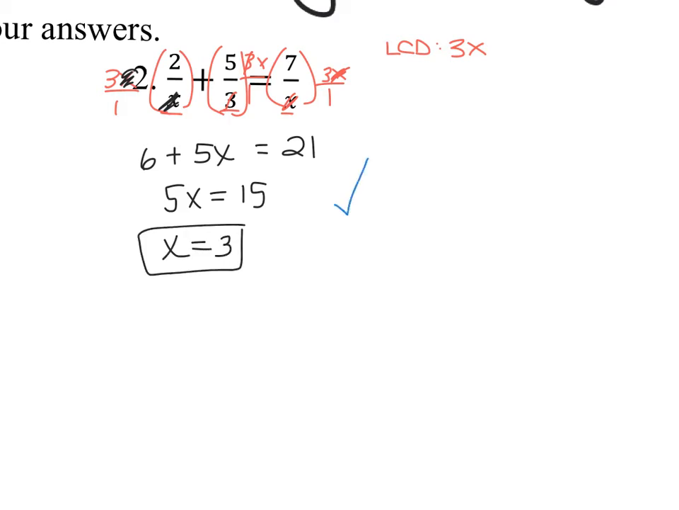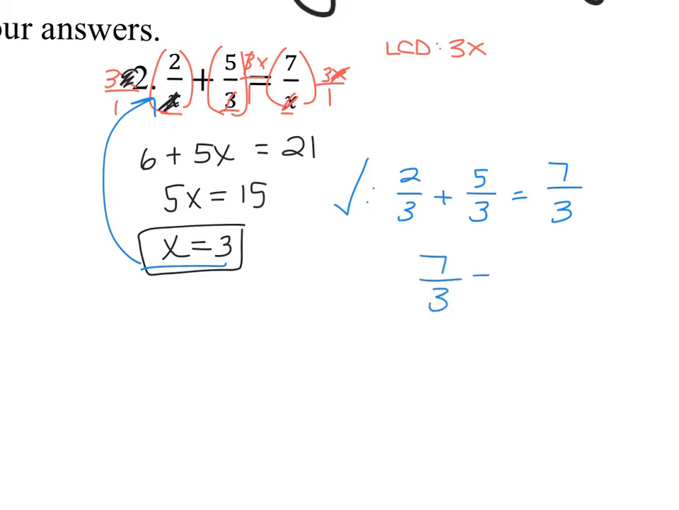So now I have to check. 2 over 3 plus 5 over 3 equals 7 over 3. I'm just plugging my answer into my original equation, which is x. So I have 2/3 plus 5/3, which makes 7/3. 7/3 equals 7/3, so sure enough, it works.